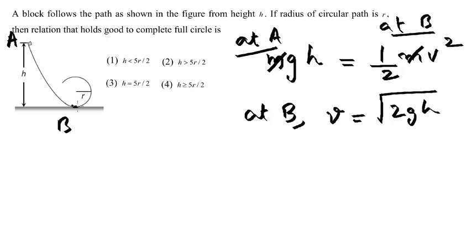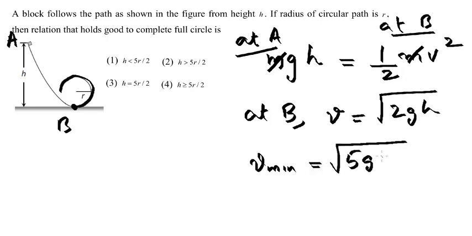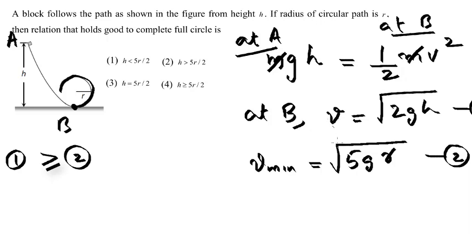Now at B, it is trying to move in a vertical circle, and if it has to complete the circular path, then the minimum speed at the bottom, that's what we started with, v minimum, must be equal to root 5gr, where r is the radius given in the question. Now if the particle has to go around the complete circle, then equation 1 and equation 2 compare. Equation 1 should be greater than equation 2, because if the speed is less than this, it cannot complete. So the concept is root 2gh must be greater than or equal to root 5gr.